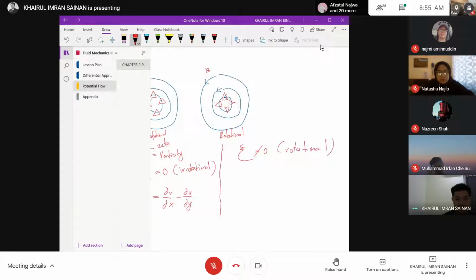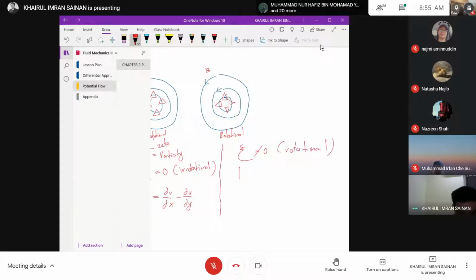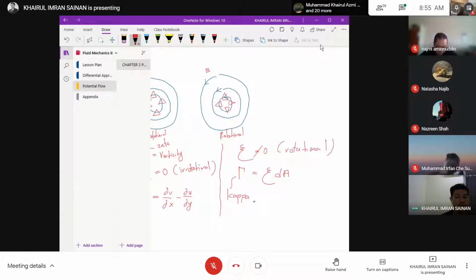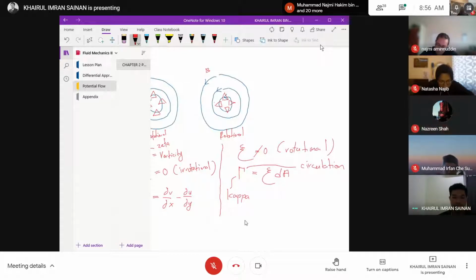Okay, when the flow is rotational, another symbol. This one. Yeah, that one. Okay. Kappa. Okay, the name for this one is kappa. So how we calculate kappa is zeta dA. So you're gonna integrate over the area, all right? So kappa is circulation, zeta is vorticity, kappa is circulation, right?